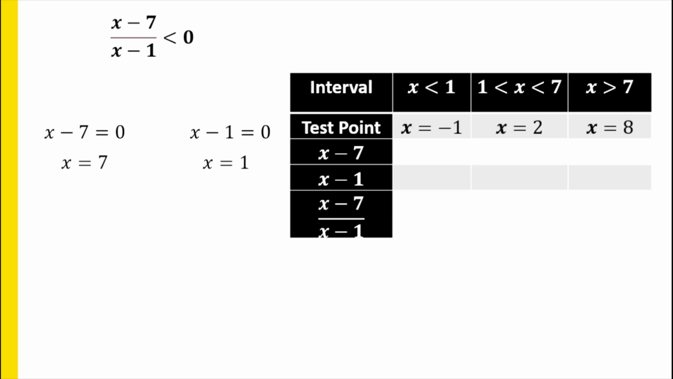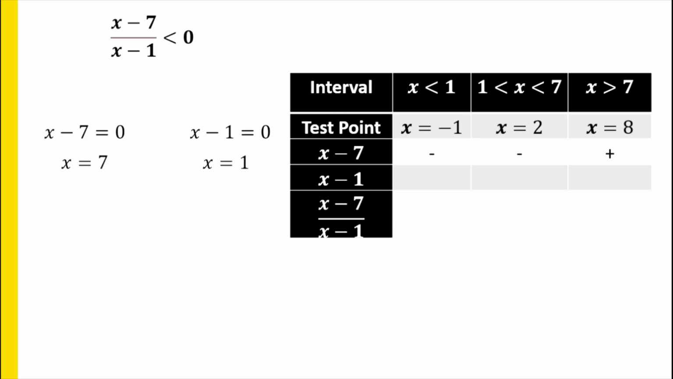So again, we can use test points here. For each inequality, for x is less than 1, we can have -1. And then for between 1 and 7, that's 2. And then x is greater than 7 is 8. It depends on you what value you will substitute. So for instance, x minus 7. If we substitute -1 there, -1 minus 7, that's -8. So we'll get the sign, which is negative. And then for x is equal to 2, 2 minus 7, that's -5, also negative. And then 8 minus 7, that's 1, which is positive.